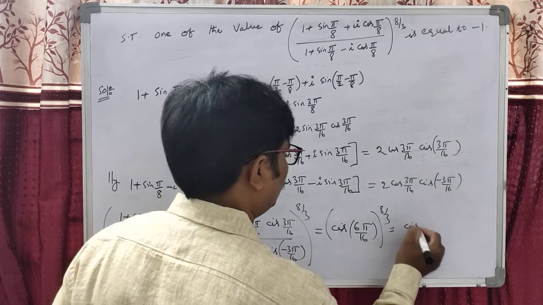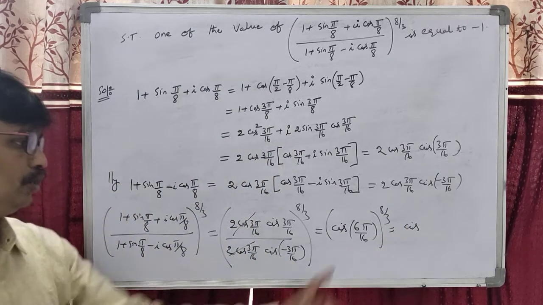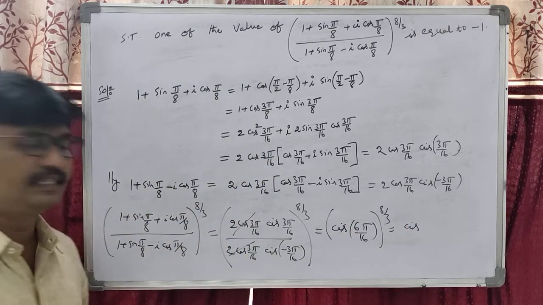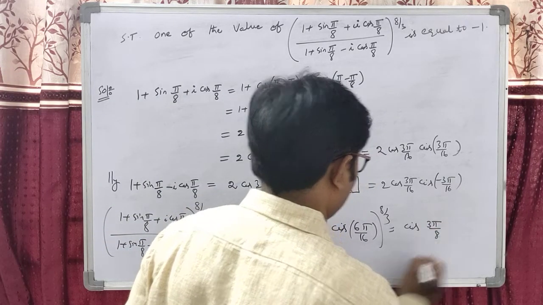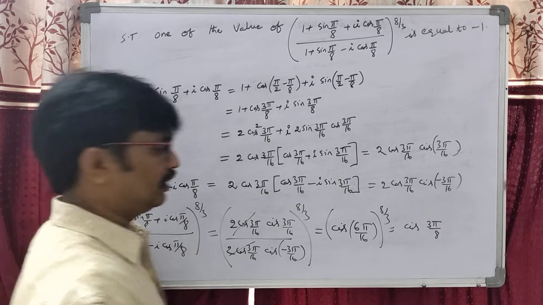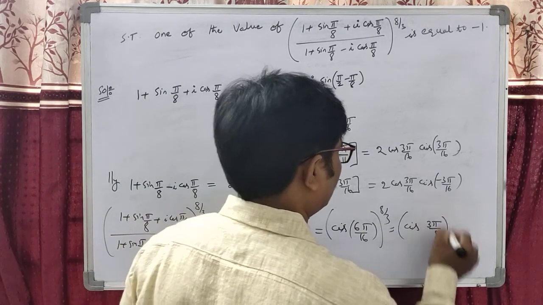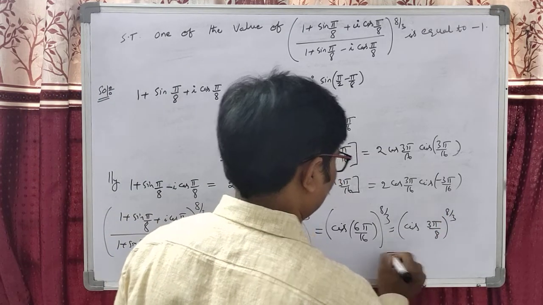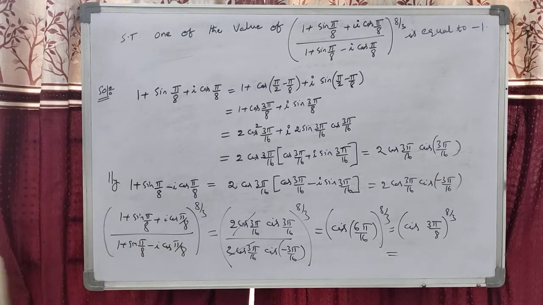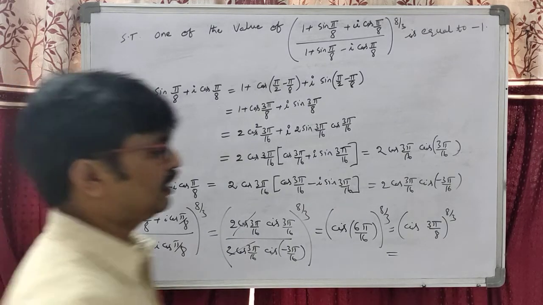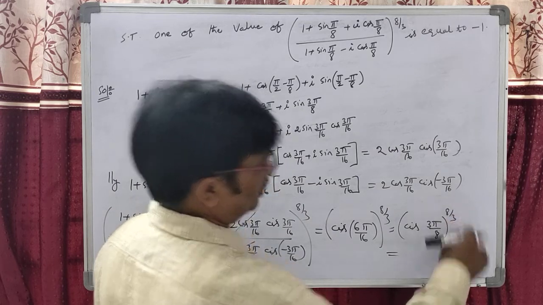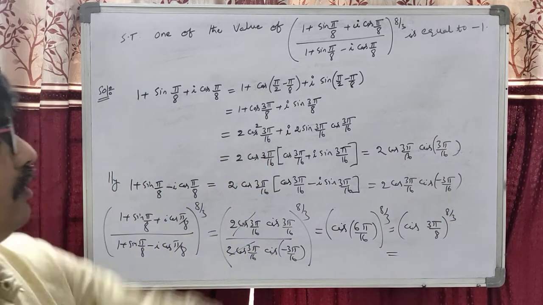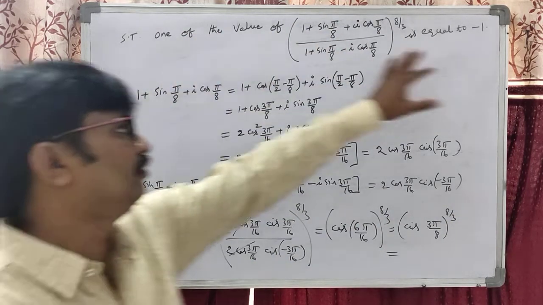Now this is cis of 3π/8, since 2 threes are 6 and 2 eights are 16, whole power 8/3. Now here, how to write it? There are 3 values, because the denominator 3 is a cube root. But we have to find one of the values.